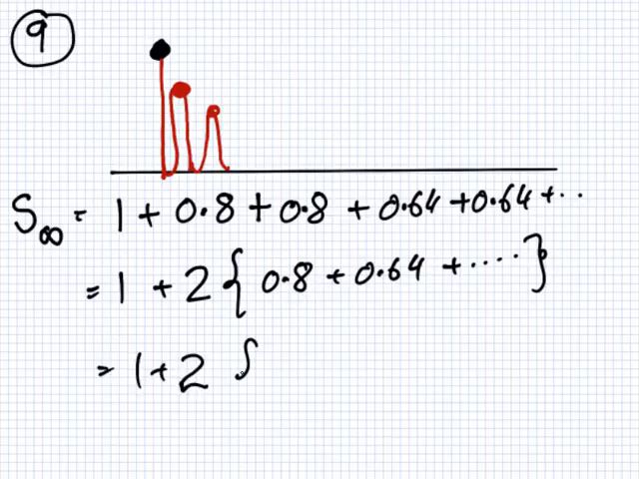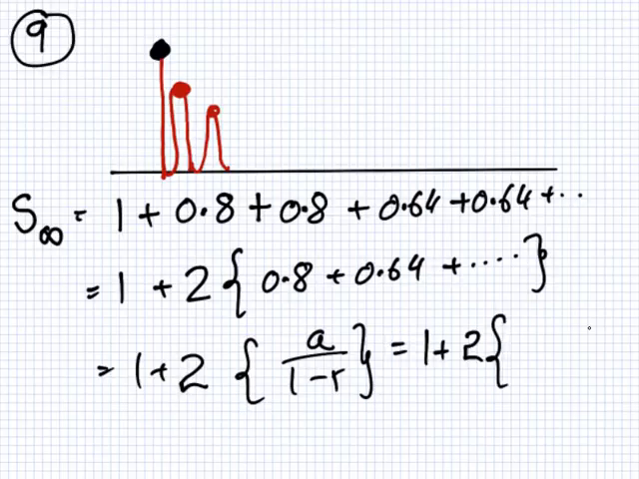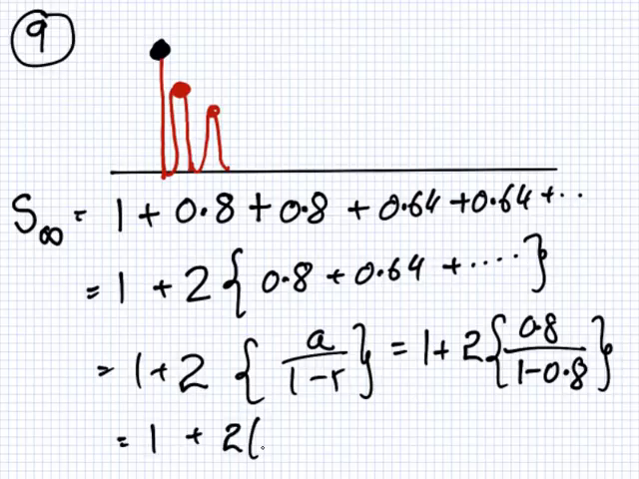This here is a geometric series. What's the first term here? 0.8. And the r is also 0.8. So that's 1 plus 2 times 0.8 over 0.2, so this is 9 meters. And that's the answer.